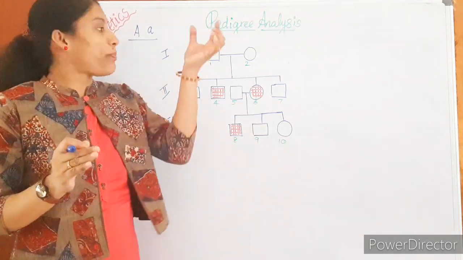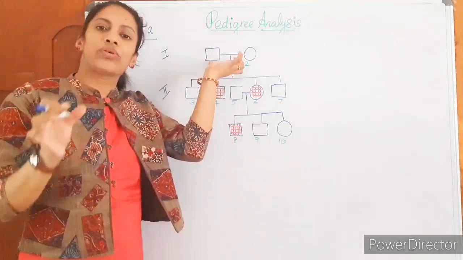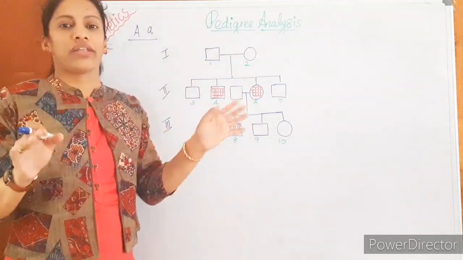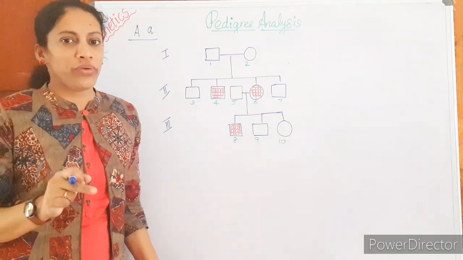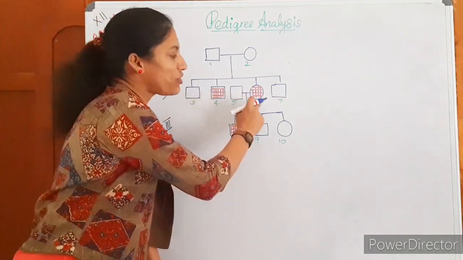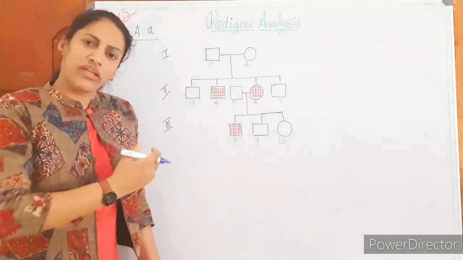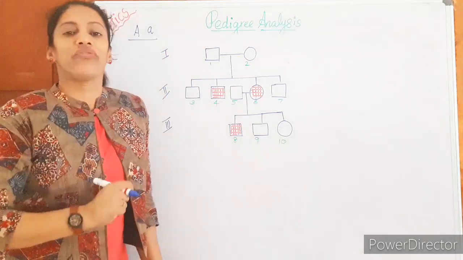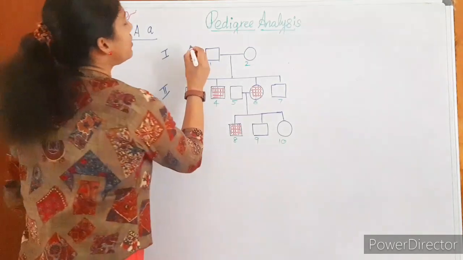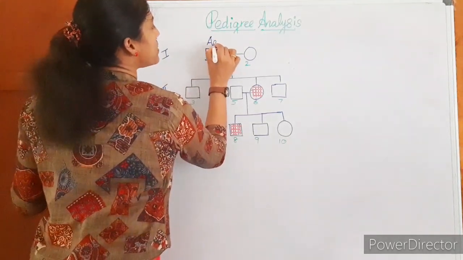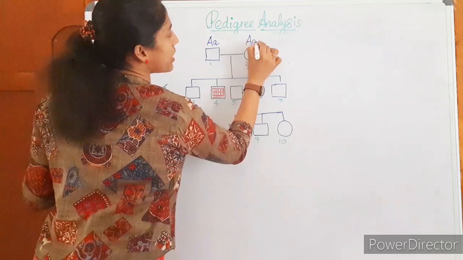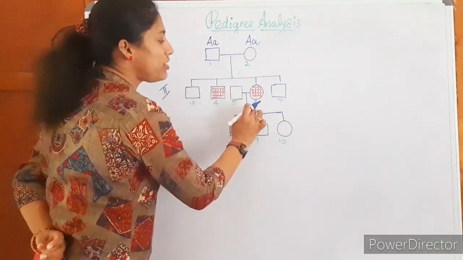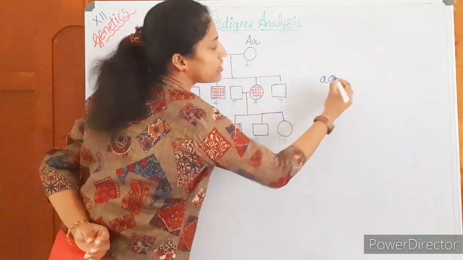That means the parents are carriers of that diseased gene. That means they are heterozygous. Is it clear for you? Since they have got two children, or even any one child, diseased, that means they are carriers. They have that mutant gene. So here the parents must be capital A, small a, heterozygous. Okay.